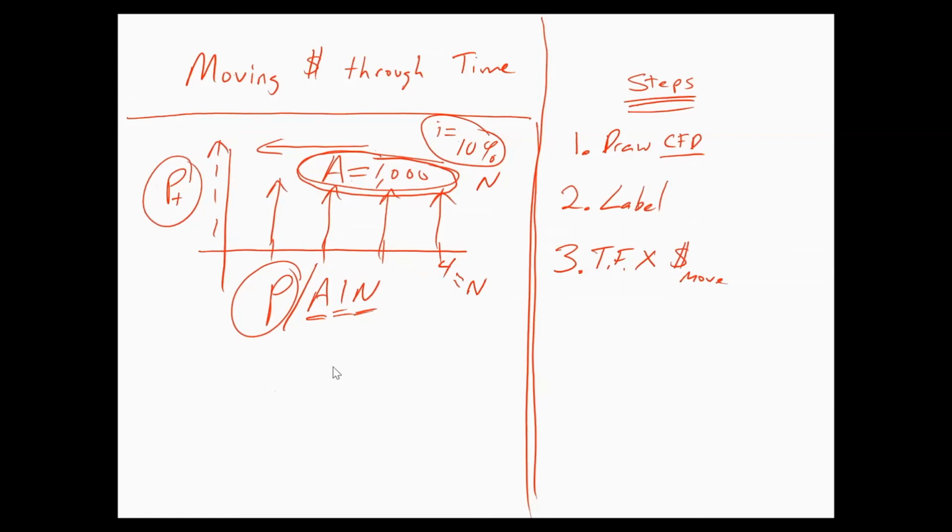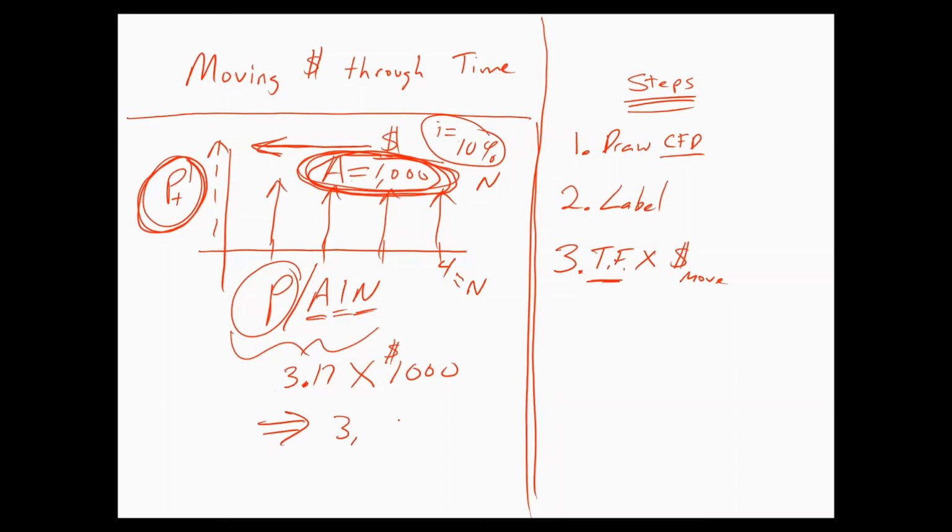So now we're back to the calculation, and we went to the tables, and we found that the table factor for this find P given A is 3.17. I'm rounding up just slightly. And I mentioned that we're always going to multiply the table factor by the money we're trying to move through time. In this case, we're trying to move this $1,000, which is happening 4 times over 4 years. Basically, we're trying to move this through time to figure out what this P positive is, okay? And so we have 3.17 times $1,000, $3,170.